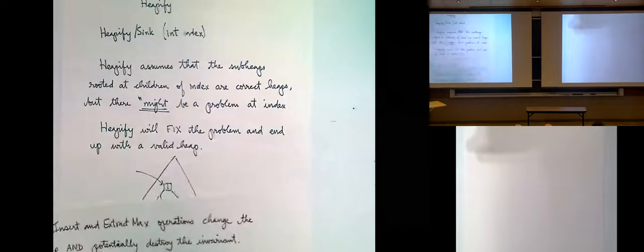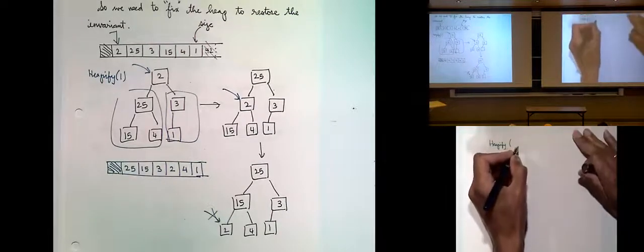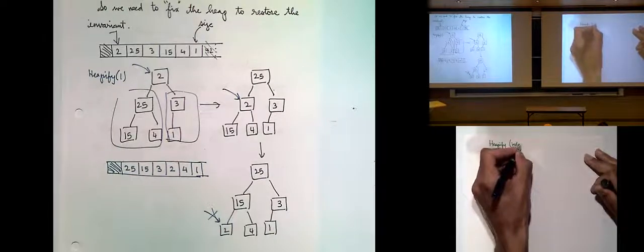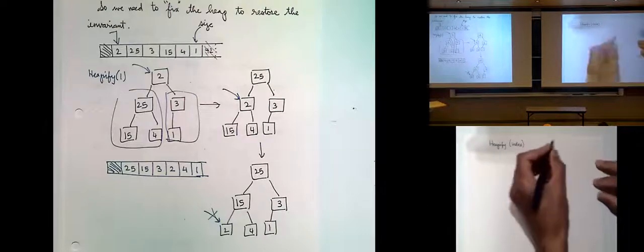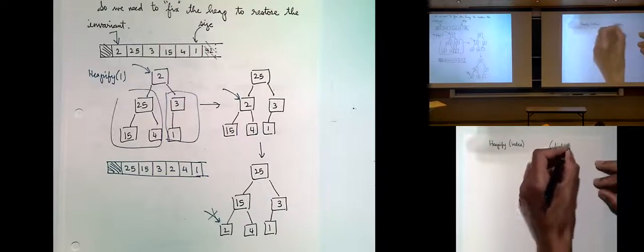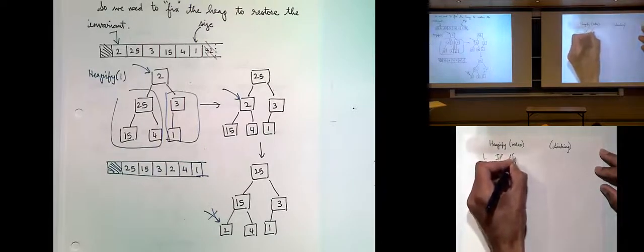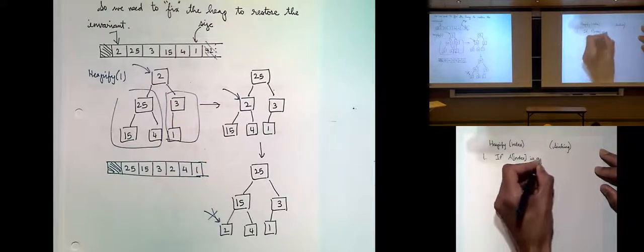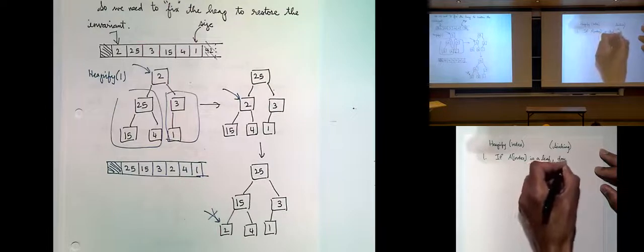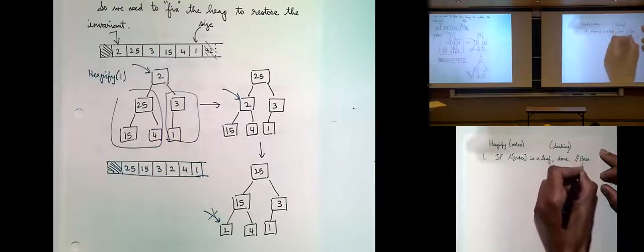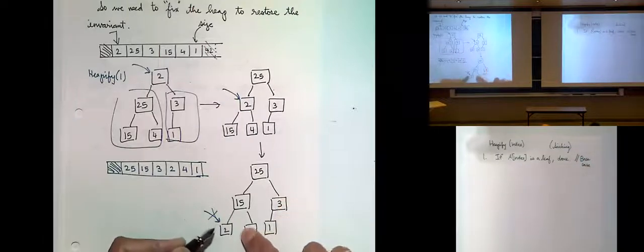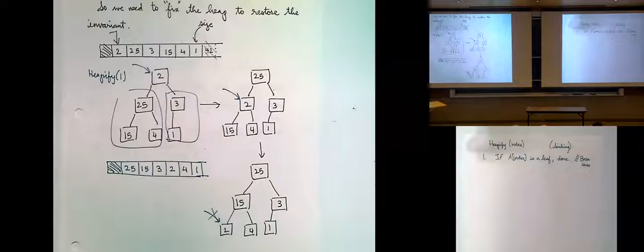Okay, so where are we? Let me write out this procedure, heapify, which takes as input an index. This is also called sinking. So the first step is if A of index is a leaf, then we're done. This is the base case. Because you cannot have any problems at a leaf, because a leaf has no children. So if you don't have children, you don't have any problems.